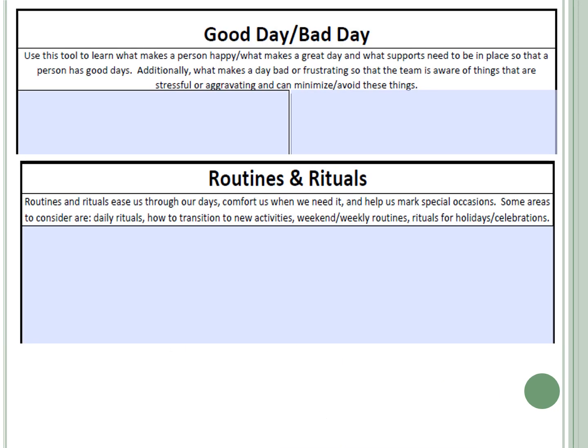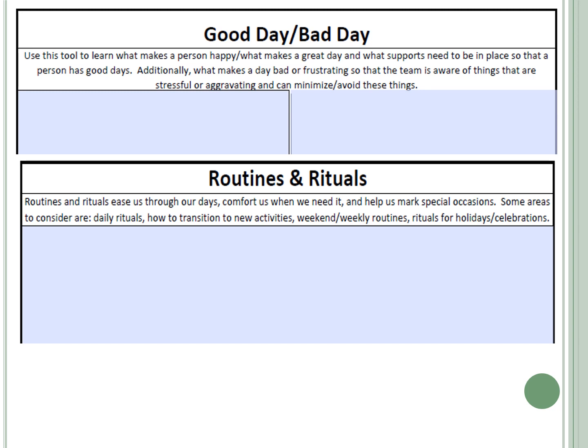The next tool is the Good Day, Bad Day tool. And this is really helpful, especially for direct care staff. They can reference this so that they can see what qualities of the day would make it a bad day for a person, so that they can try to avoid having those things happen. Or if they do happen, this tool needs to list some different ways that the team can assist the person if they are having a bad day, so that they can minimize the person's frustration.